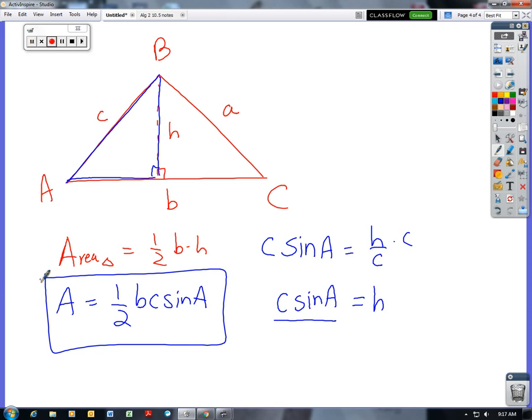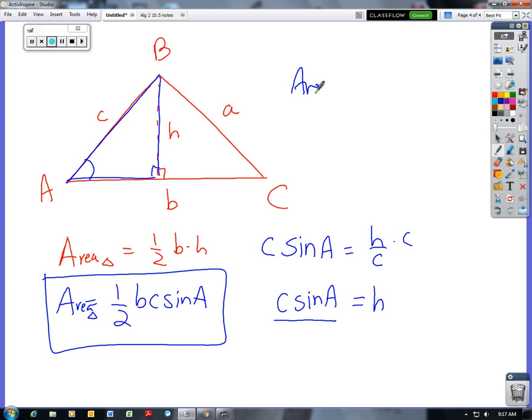I should say area of a triangle, not to be confused with this A, so angle A is here. Notice that b and c are the sides on either side of angle A, so angle A is the included angle between sides c and b. If you were to do a similar proof using angle C instead of angle A, you could come up with a total of three different variations of this formula.